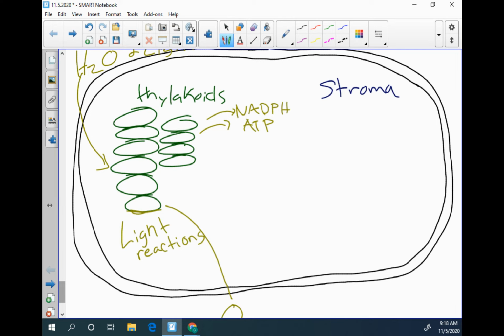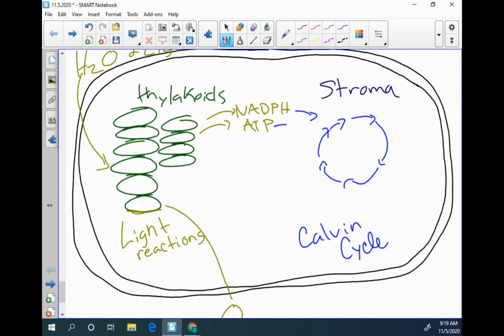And those are going to go to the Calvin cycle. Those NADPHs and those ATPs are going to enter that Calvin cycle along with some carbon dioxide gas from the outside. And what we get out of it is sugar.